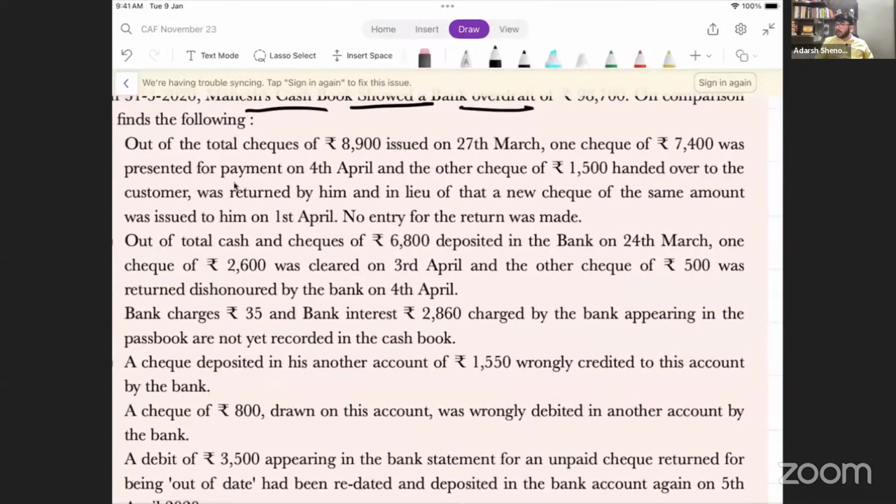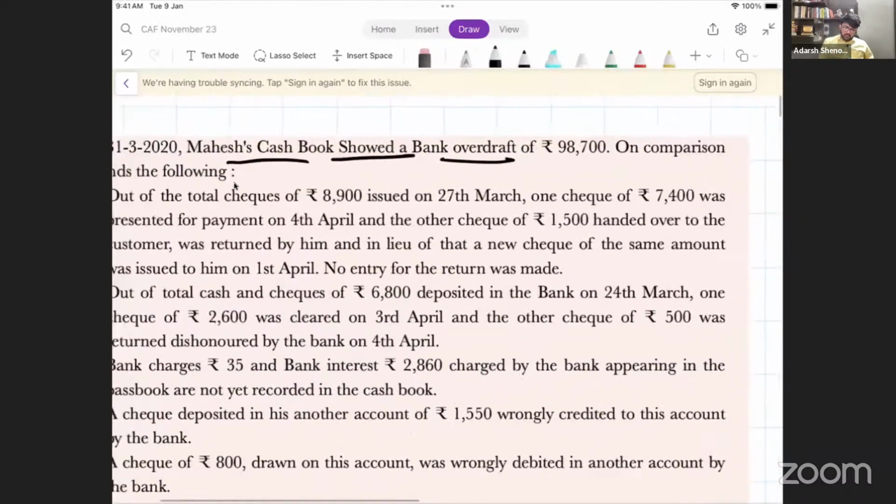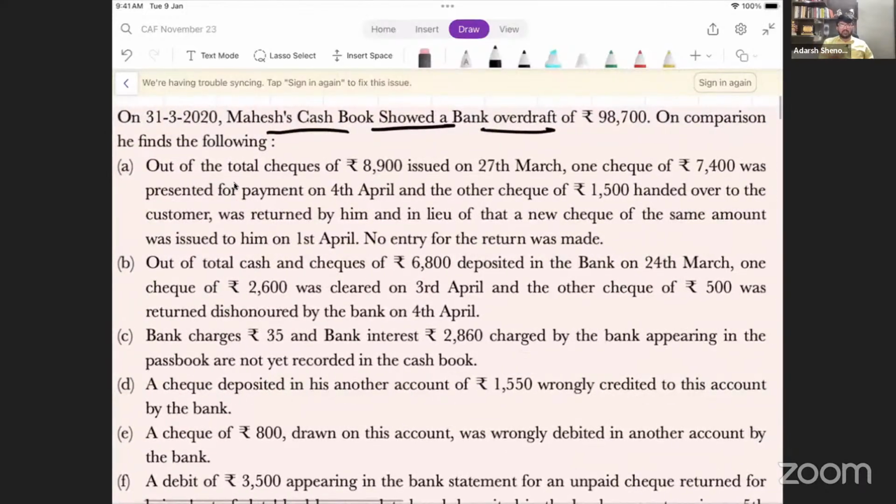Okay. And the other check of 1,500 handed over to the customer was returned by him. And in lieu of, means instead of that, in replacement of that, a new check of the same amount was issued to him on 1st April. So that second check was issued on 1st April. That doesn't make a difference. Instead of the old check, we gave a new check, right? So that can be ignored because the whole transaction is in the next year. It won't cause any difference.